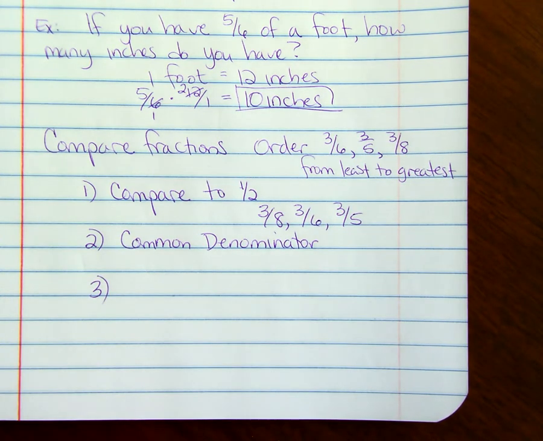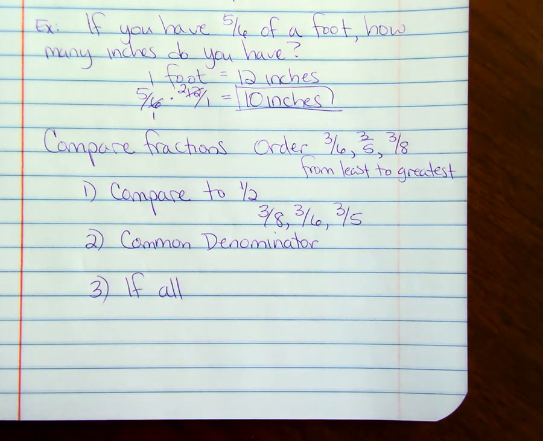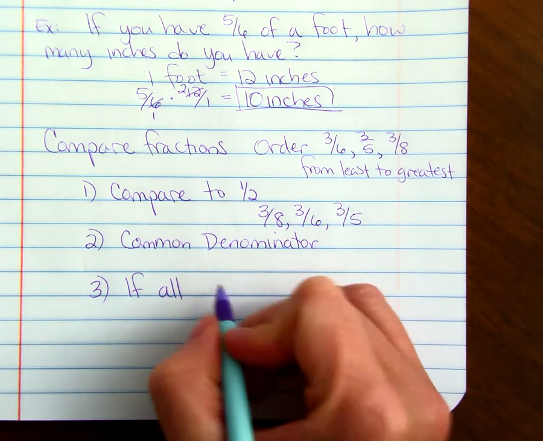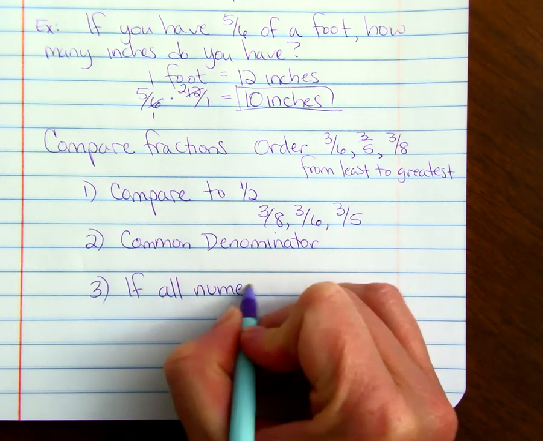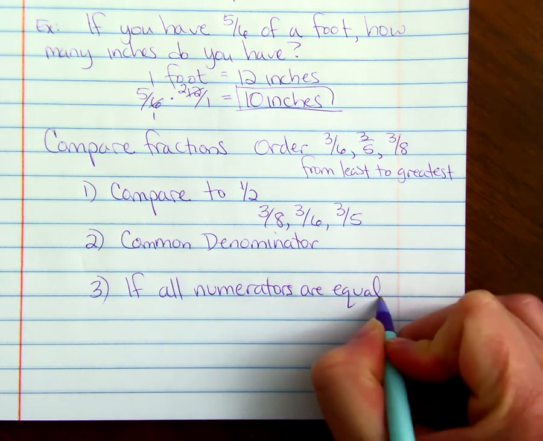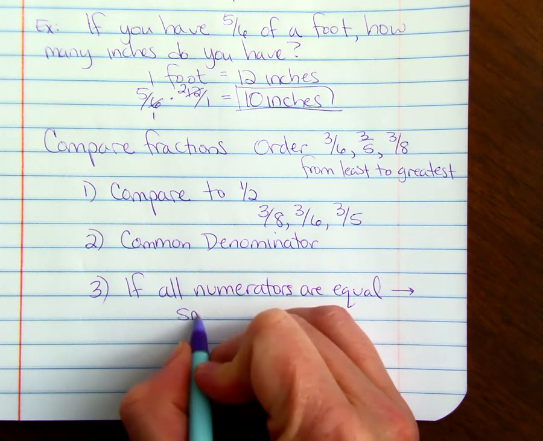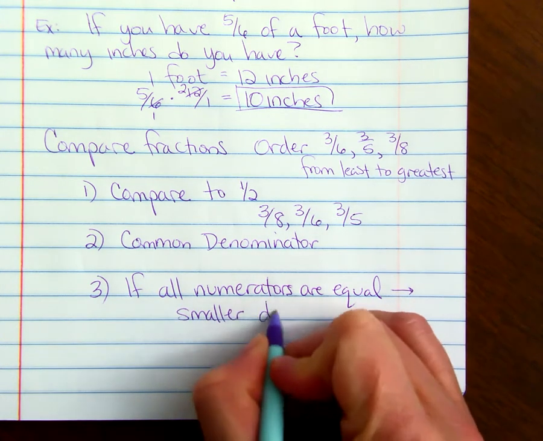The third one is if all the numerators are the same, so kind of in our example. If all numerators are equal, the smaller denominator equals the bigger piece.